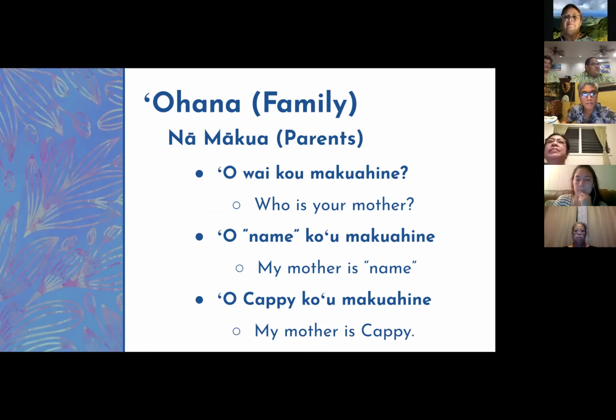Ke hao, can you ask for Norman Chun? ʻO wai ko makua hine. ʻO Marie Brown koʻu makua hine. Okay. And Norman, can you ask for Haley Cheney Kane? ʻO wai koʻu makua hine. ʻO Kelly Ikane koʻu makua hine. Mahalo. She's right there. Okay, good. So again, pretty simple, like our makua kane.